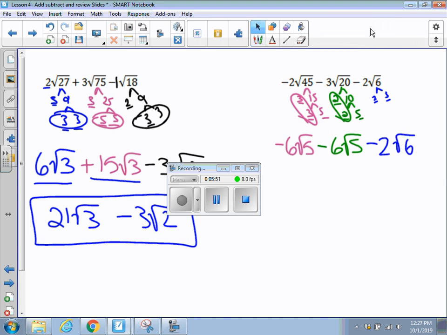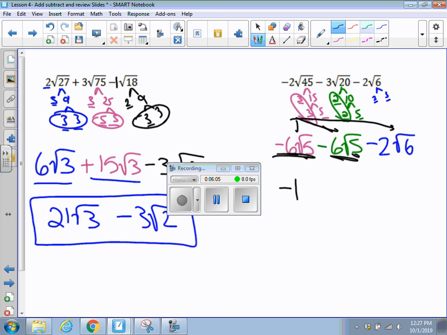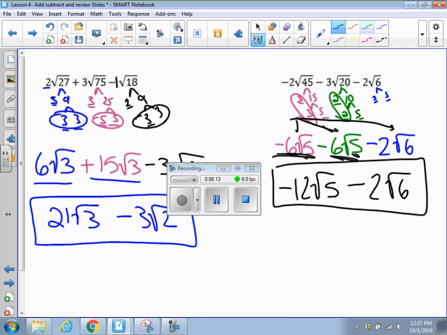Now we're going to combine like terms. Like terms have to have the same index and the same radicand. Well, same index for all three of these, but only the first two have the same radicand. So we're only going to do negative 6 square root of 5 minus 6 square root of 5 to get us negative 12 square root of 5. And then just bring down the minus 2 square root of 6 because there's nothing to combine with it. They're not like terms, so that's fine.